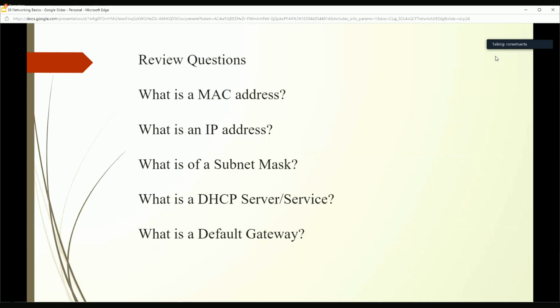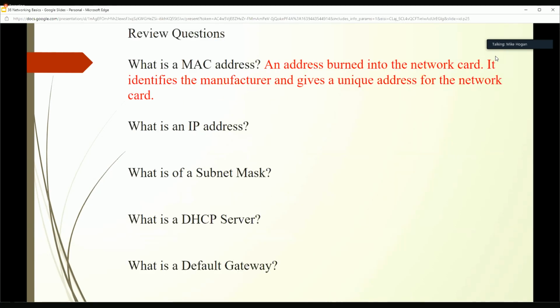It's the address given to you from the device itself. Okay. Where does that MAC address live? Where does it exist? I want to say the chip, but I guess the card itself. Yeah. What do we call that card? The NIC card. Absolutely. Very good. So it's on the network interface card. It's that manufacturer-given, burned-in address. And part of that unique address identifies the manufacturer as well.